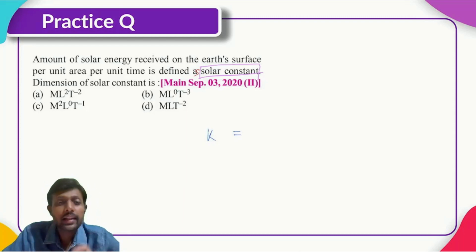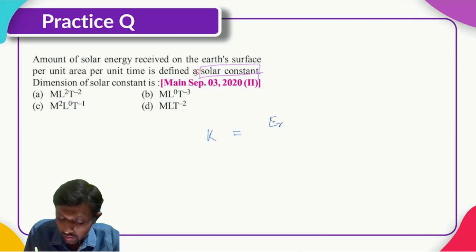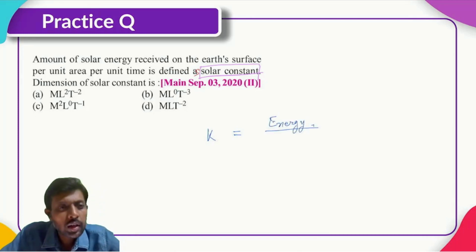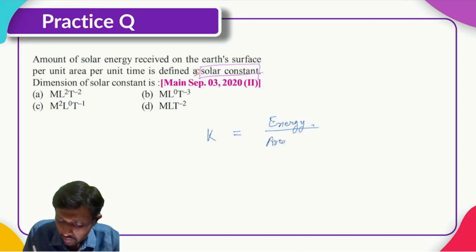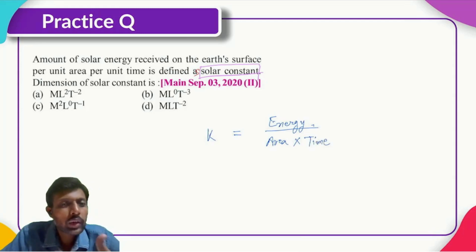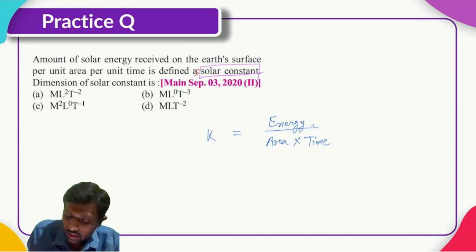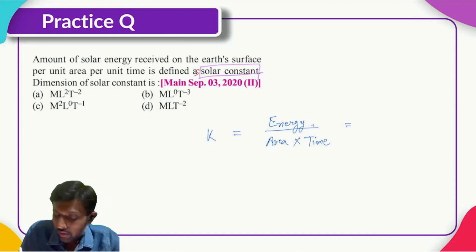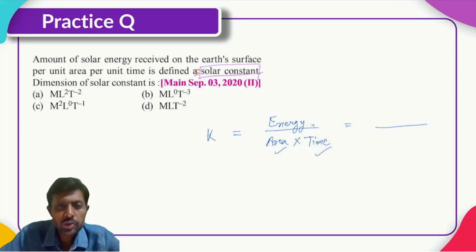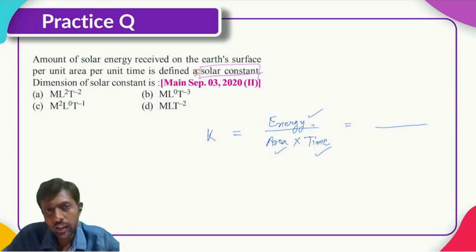This is defined as energy received by Earth per unit area per unit time. That means time is also in the denominator. This is how we define the solar constant. And the question is asking what is the dimension of this solar constant. So first, we'll need to find the dimension of energy. Then we'll need to find the dimension of area. We'll need to find the dimension of time, or the dimensional formula of these three quantities. Substitute that and simplify. That's how we get the answer.